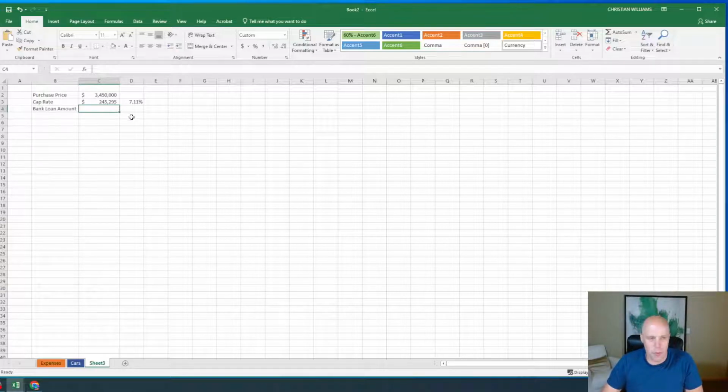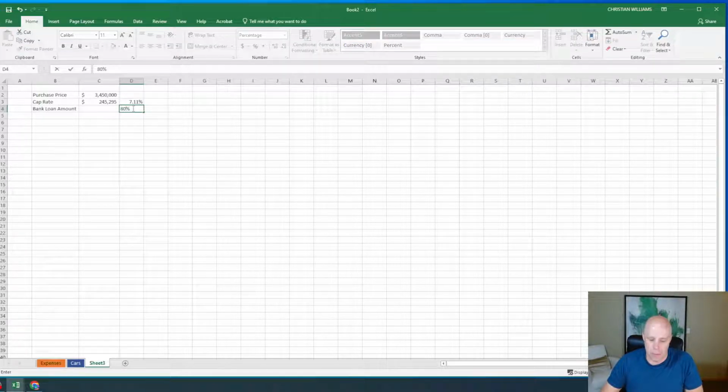Well, shoot, how much will the bank loan me? Well, between 70 and 80%. We'll go ahead and say they'll loan us 80% for this one. That's going to, let's figure out how much that will be. So I type equals my purchase price, I click on that, times the percentage, and that will do all the calculating for me. That's $2.7 million that the bank will loan me.